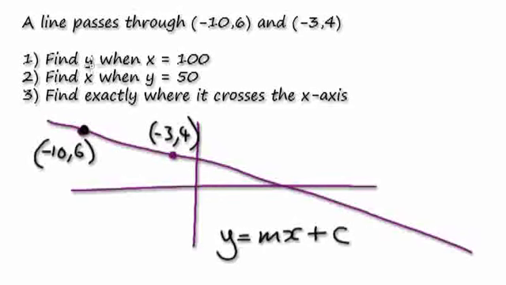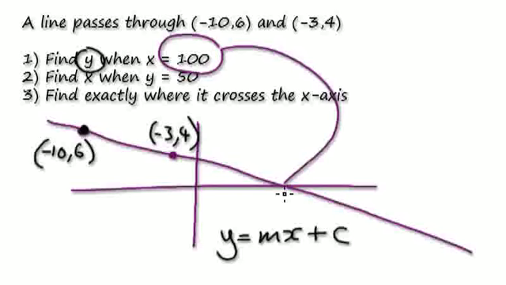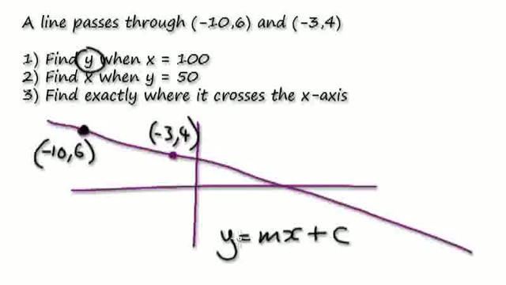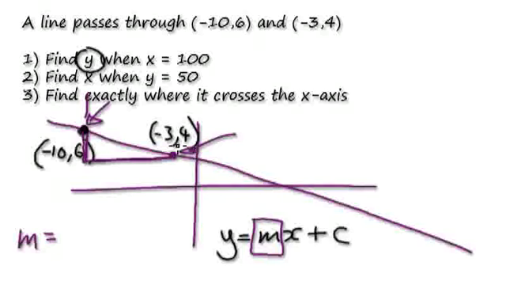To answer this question, if you want to know what y is when x is 100, you would put the 100 into the x here, and then you can work out what y will be. But first, we need to know the gradient. So find out the gradient. m equals, well, we need the height. I'm just going to get this point here, take away this point here.